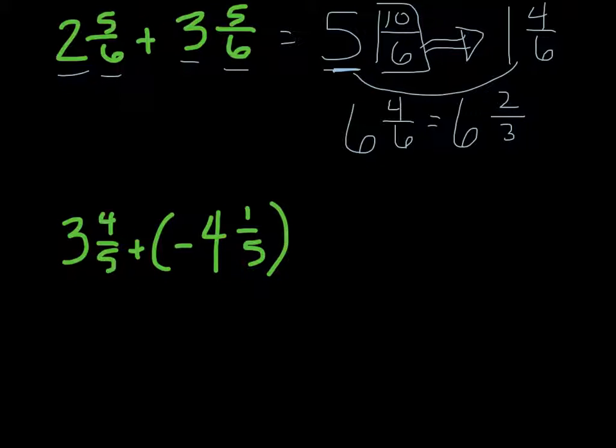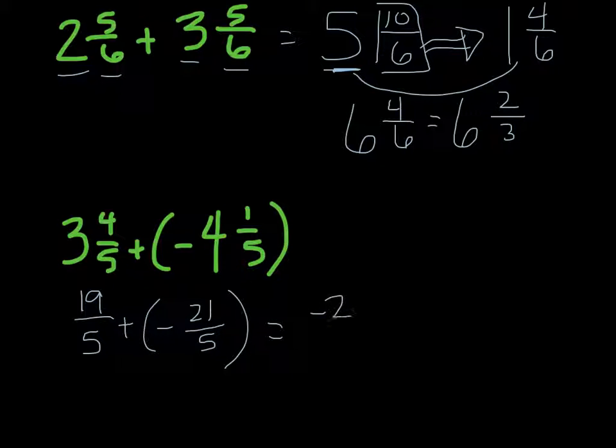Okay, another example now. Let's look at what happens when we're adding with negatives. I'm going to want to be safe and change them to improper fractions. So I'm going to make 3 and 4/5 be 19/5 plus negative 21/5. So 19 plus negative 21 is negative 2 over 5, and I'm going to rewrite that so my whole fraction is negative 2/5.